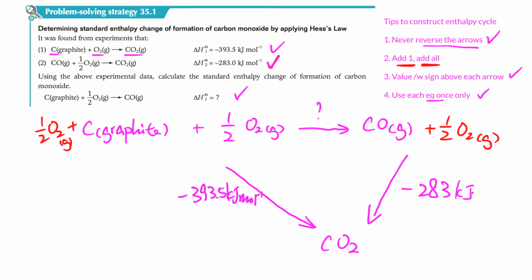So write down the unit as well. By doing this, now I've completed the enthalpy change cycle. Normally, you have 3 equations, you will form a triangle. If you have 4 equations, maybe a triangle, maybe like a square. Later on, I will show you how to do that.